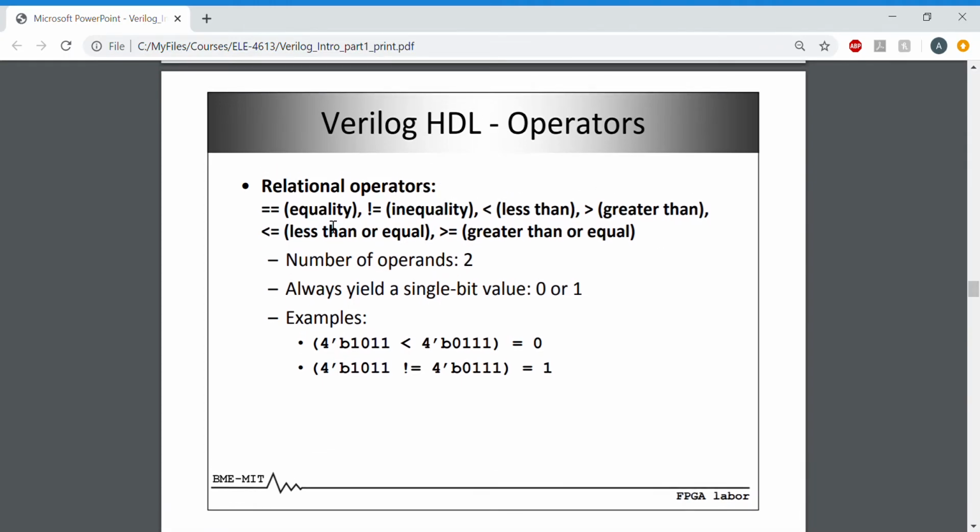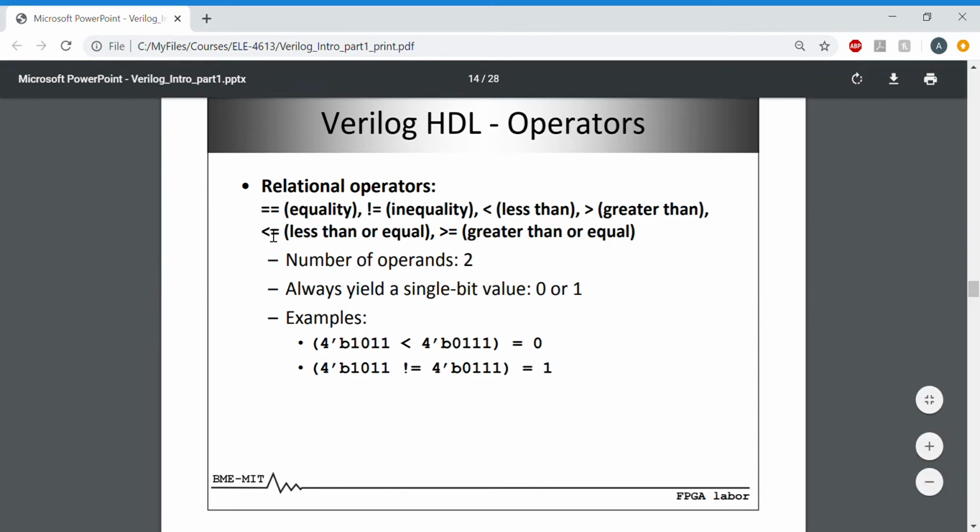Relational operators. This is check for equality. This is check for inequality. This is check for less than, greater than. Less than and greater than are arithmetic. Everything is numbers in Verilog. Everything you have in registers is binary numbers. This is less than or equal. This is greater than or equal. Number of operands is always 2, and it yields a single bit value, 0 or 1.